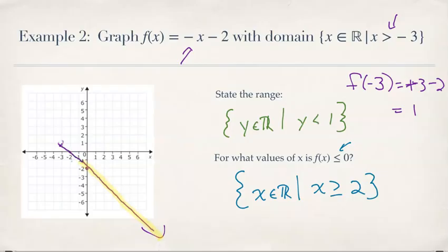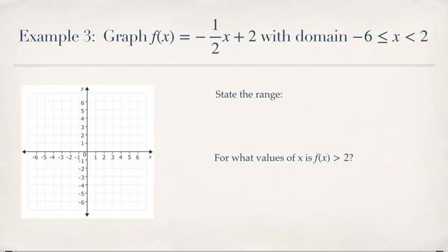All right, the function equals 0. Anything to the right of 2, the function is less than or equal to 0. Okay, so we can include 2 in our notation. We can say that anywhere x is greater than or equal to 2, the function will be less than or equal to 0.